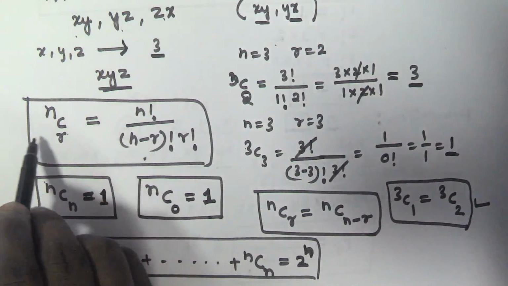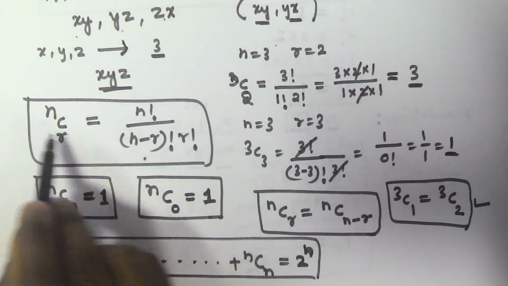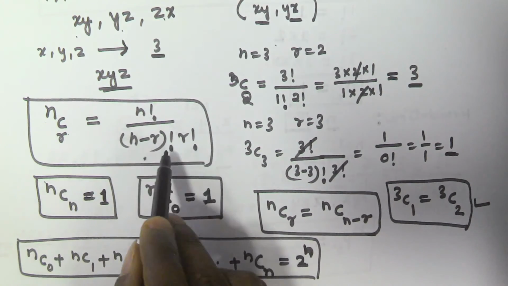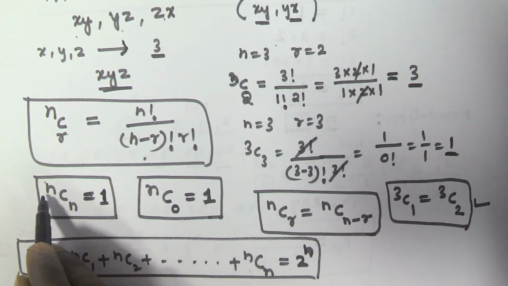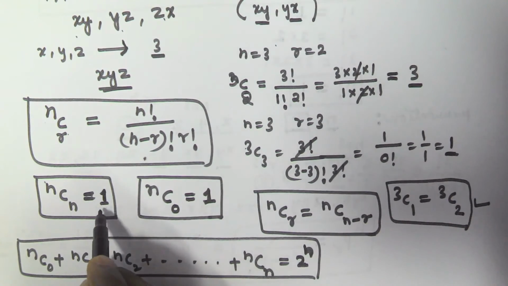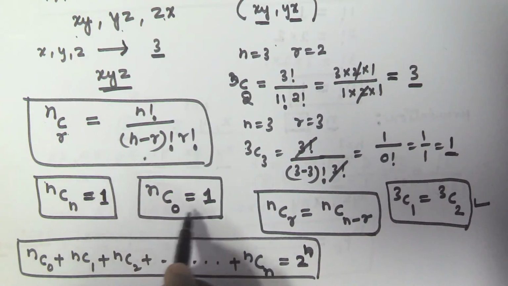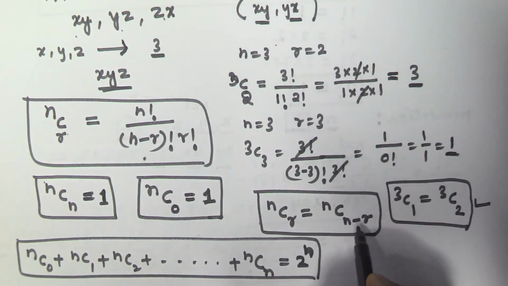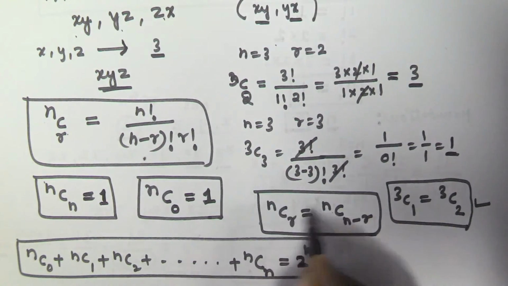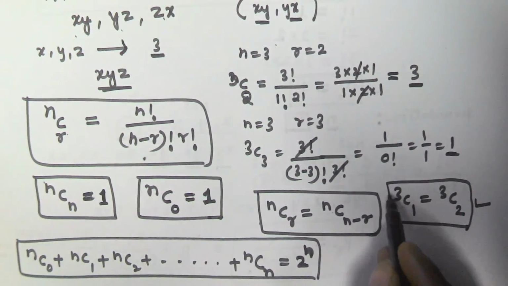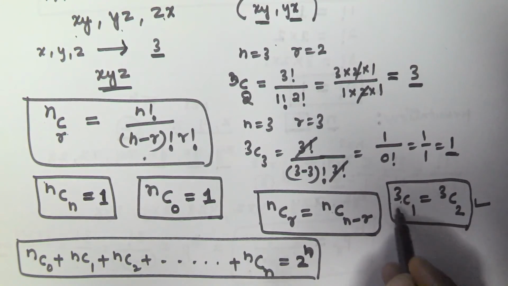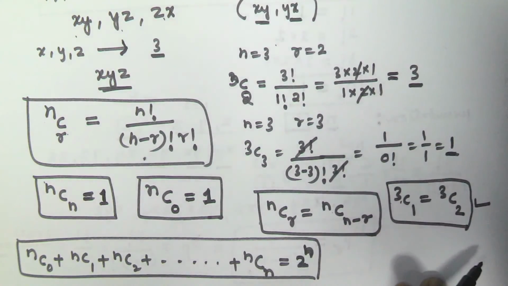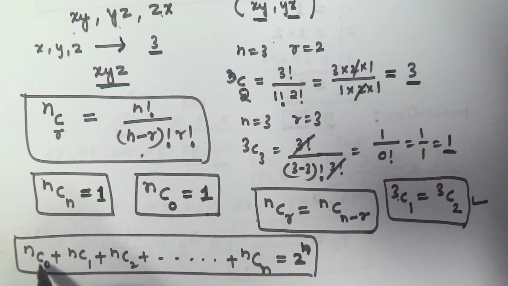Selecting r items out of n items is equal to n factorial by (n minus r) factorial into r factorial. When we are selecting n items out of n, the number of selections is 1. When we are selecting 0 items out of n items, the number of possible selections is also 1. nCr is equivalent to nC(n minus r), so these values are going to be equal. For example, 3C1 is equal to 3C2. One more property is that nC0 plus nC1 plus nC2 and so on up to nCn is equal to 2 to the power of n.